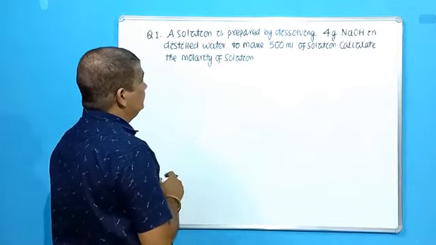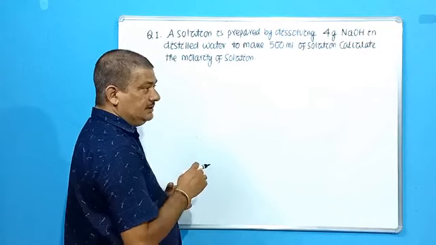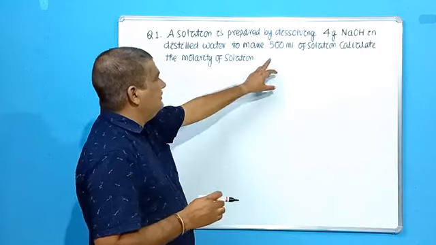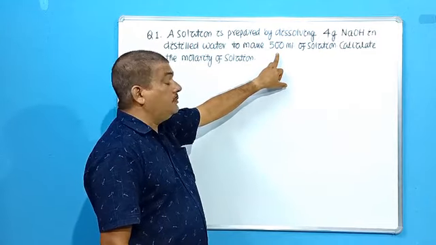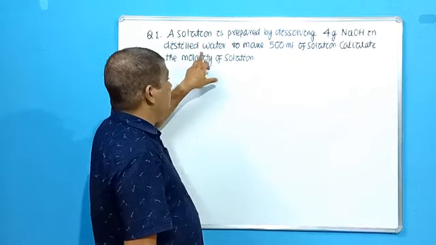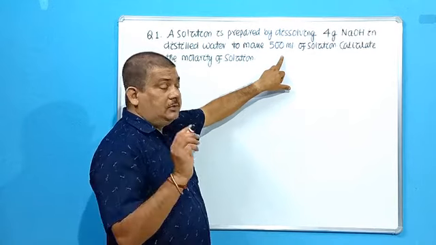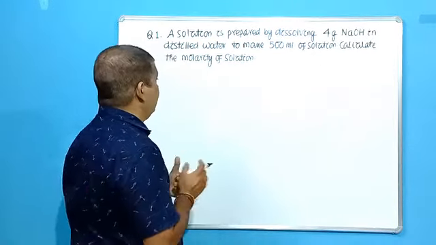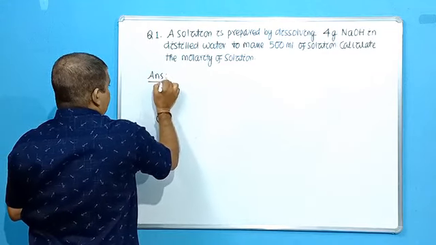Okay. So the question is, a solution is prepared by dissolving 4 grams sodium hydroxide in distilled water, and the volume is made up. That means water is added till the volume of the solution becomes 500 milliliter. That is called volume makeup. So it's dissolved in distilled water to make up the volume to 500 milliliter. That means volume of the solution is now 500 milliliter. Then calculate the molarity of the solution. Okay. So we will solve this answer.